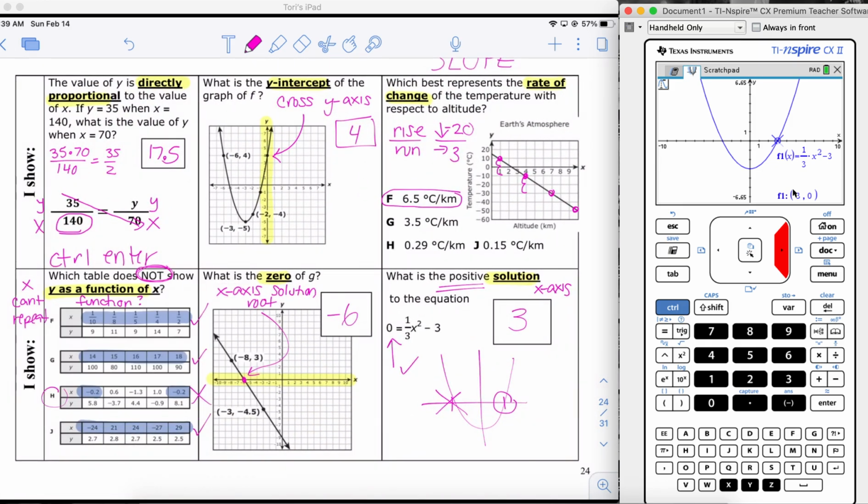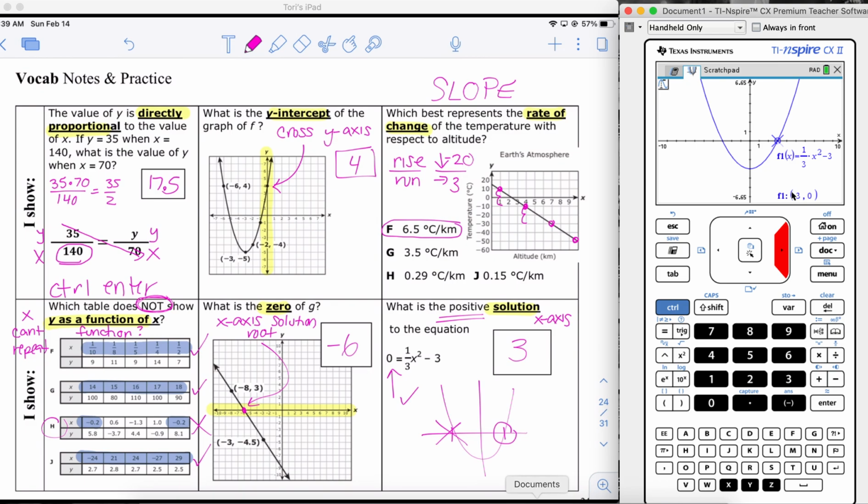All right, if you missed anything on this screen, you could go ahead and pause it now. Otherwise, flip the page and you try the next set of vocab.